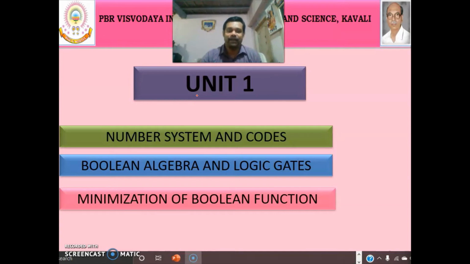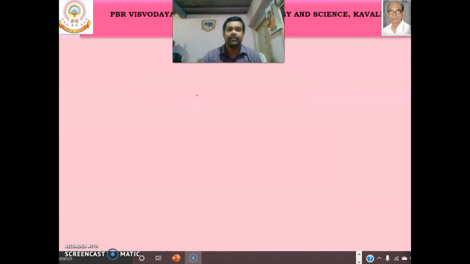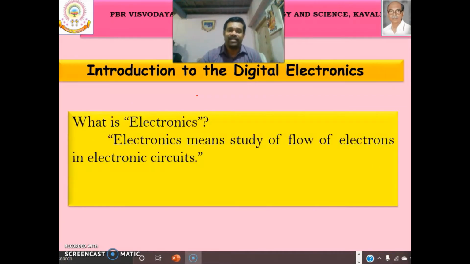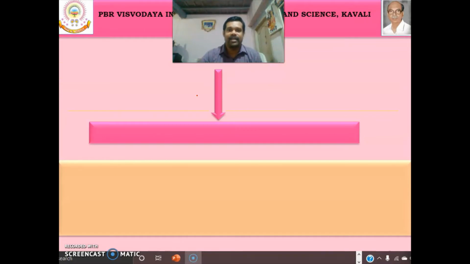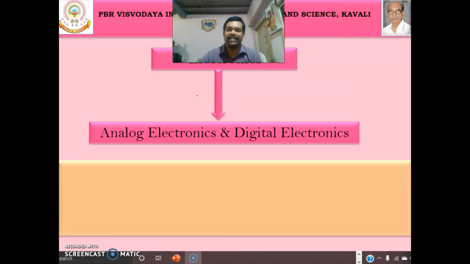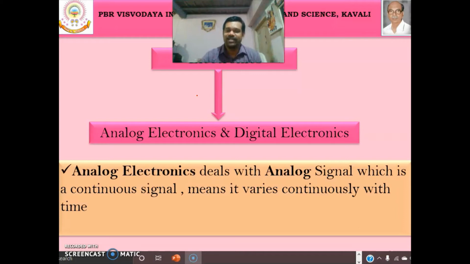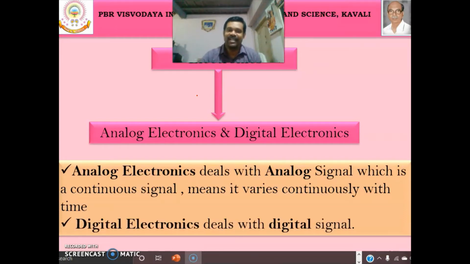Before going into the subject, first we are going to see the introduction. What is electronics? Electronics means study of flow of electrons in electronic circuits. Electronics is broadly classified into two categories. One is analog electronics and the next one is digital electronics. Analog electronics deals with analog signals. Analog signals vary continuously with time. Digital electronics deals with digital signals, and digital signals are discrete in nature.